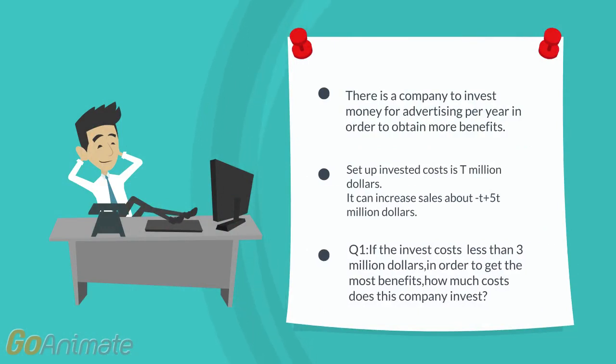For example, there is a company to invest some money for advertising promotions every year in order to obtain more benefits. After investigation, if we set up the invested cost is $10 million, it can increase sales by about the minus t squared at the 40, and the t greater than or equal to 0, less than or equal to 5. There is two questions right now.